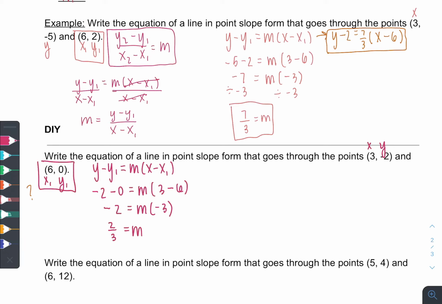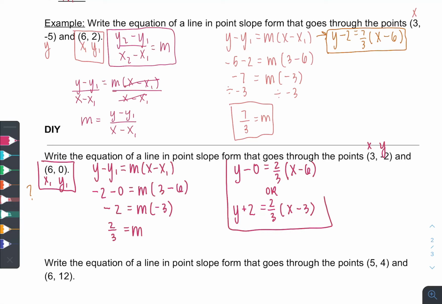Then I'm going to use this point to plug in. So I have y minus y1 equals m times, we know what m is. m is 2/3. x minus x1. So you could have had this as an answer, or you could have had y plus 2, because we do minus and negative, equals 2/3 times x minus 3. You could have had either of these answers and it would have been marked as correct.